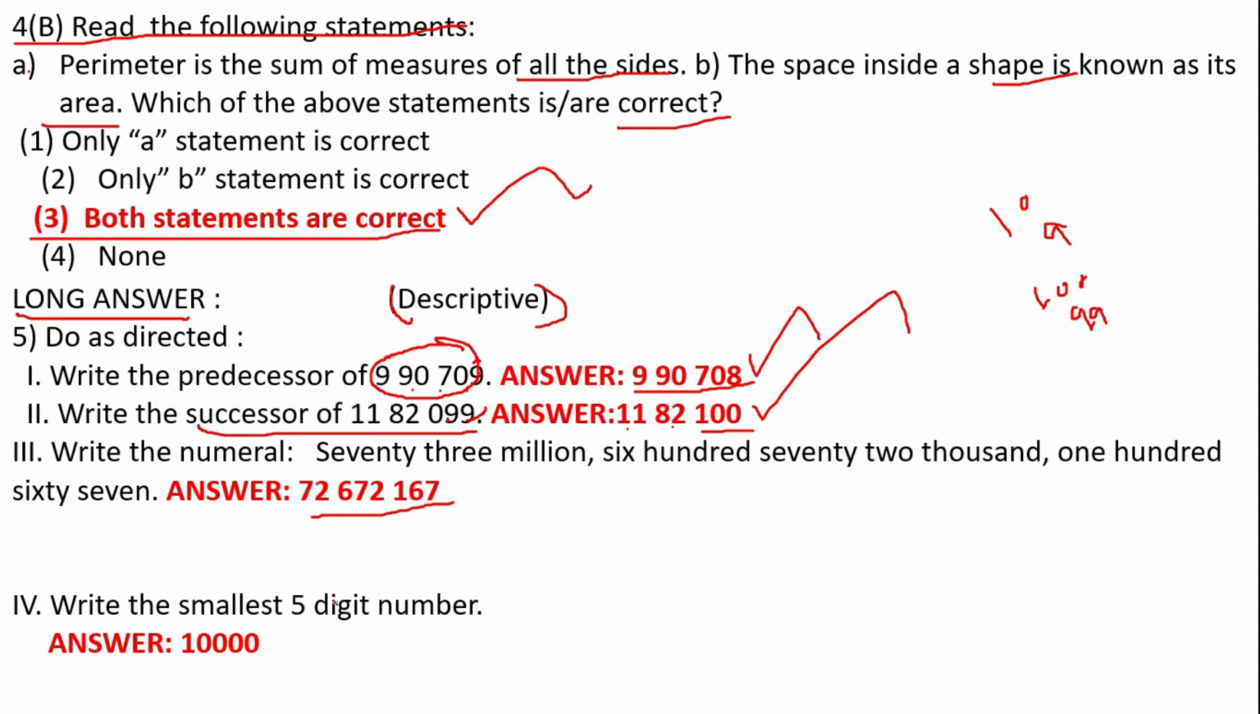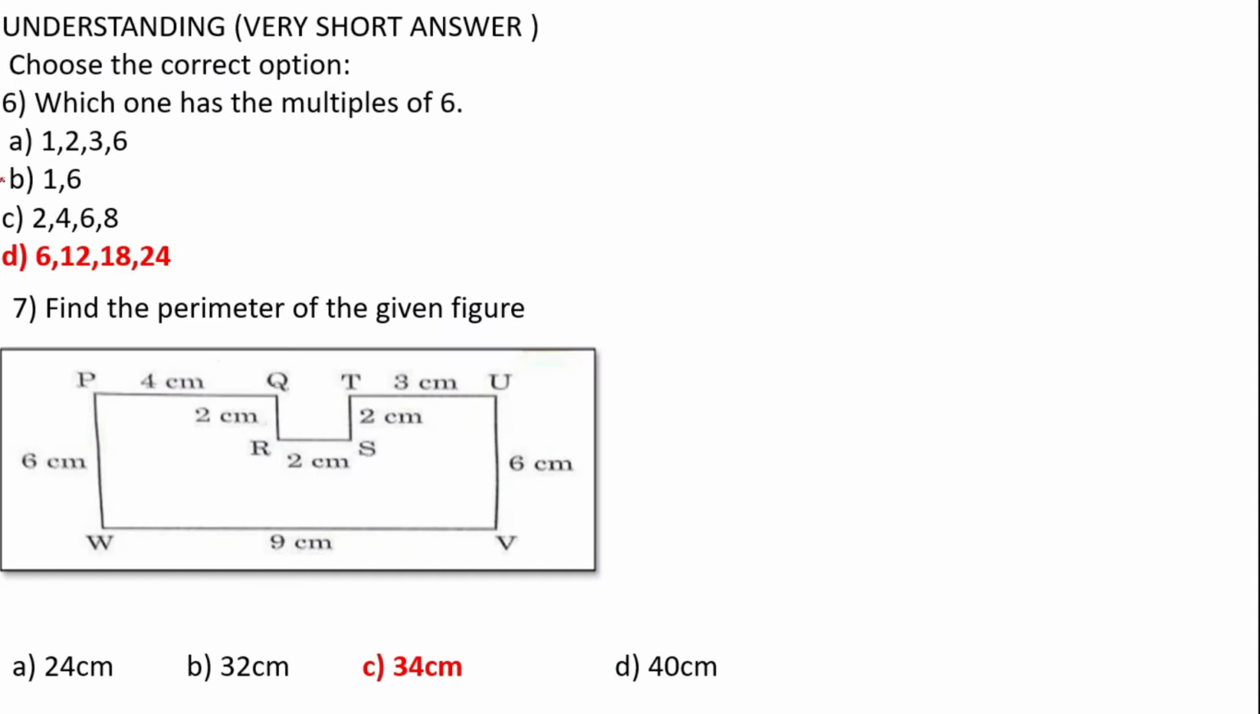Write the smallest 5-digit number. Actually ones, tens, 100,000, 10,000. So 10,000 is the smallest 5-digit number. Select the correct option. Understanding. Very short answer. Which one has the multiples of 6? Multiples of 6. So 6, 12, 18, etc. So the D is the correct answer.